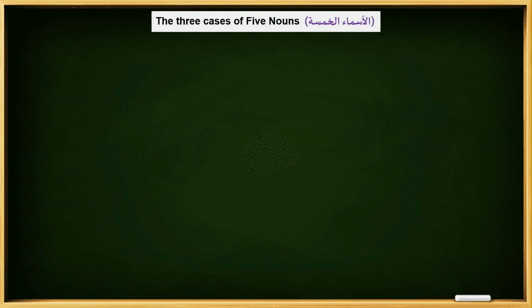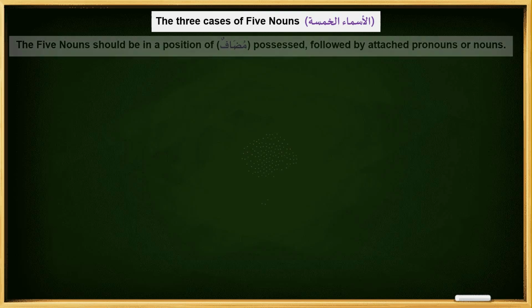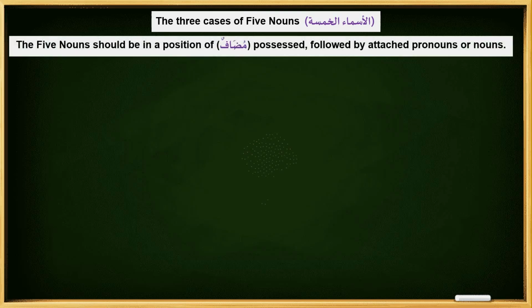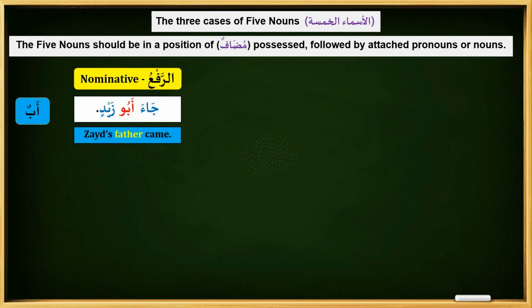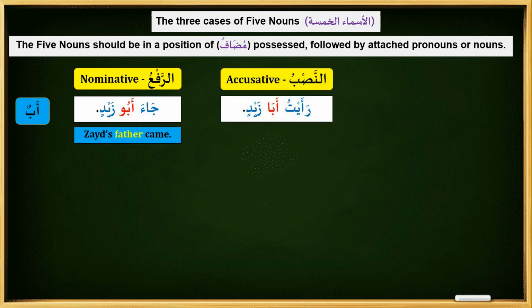The three cases of the five nouns, al-asma'ul khamsa. The five nouns should be in a position of mudaf, possessed, followed by attached pronouns or nouns. Example for abun in nominative case: Ja'a Abu Zaydin. Zayd's father came, or Abu Zayd came. And in accusative case: Ra'aytu Aba Zaydin. I saw Zayd's father.